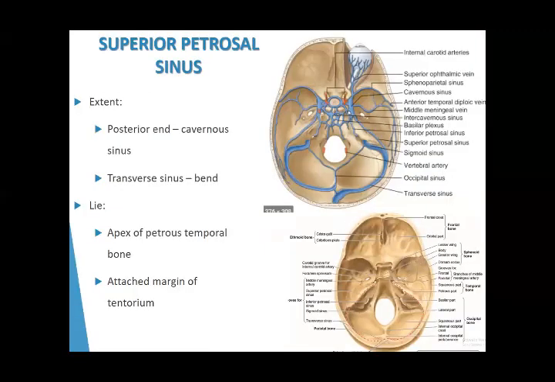Any questions? Any questions as far as cavernous sinus is concerned? I guess not.